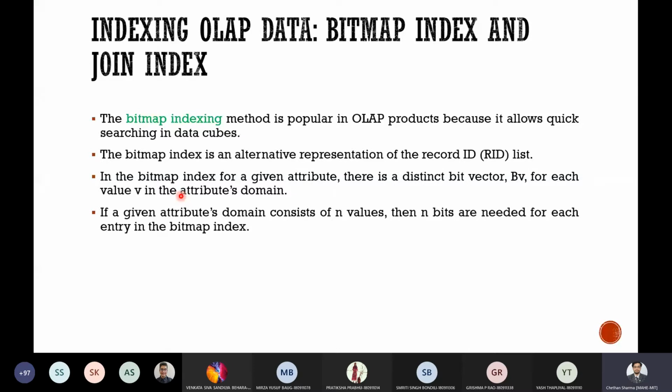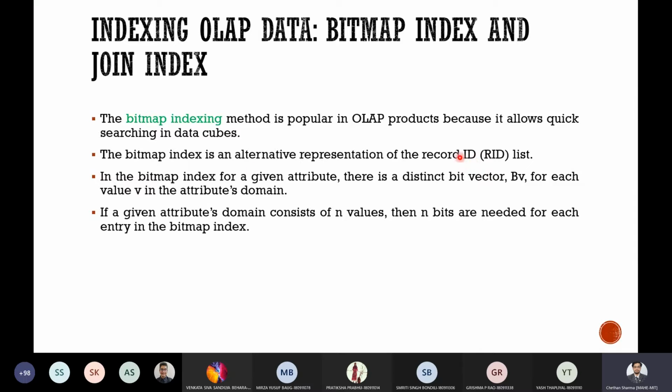To facilitate efficient data access, you might require some data structure. Most data warehouse systems support an indexing structure, either bitmap index or join index. The bitmap indexing method is quite popular because it allows quick searching, and it returns the result more quickly. It is an alternative representation to the RID list.